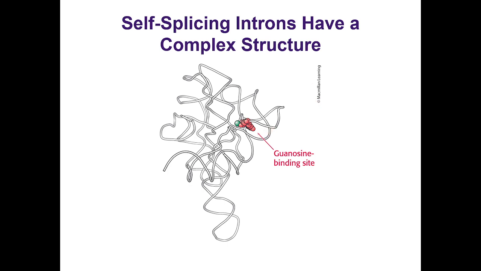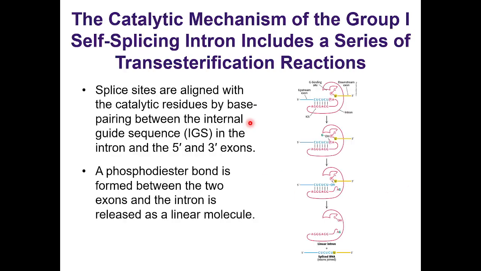Okay, so these are the self-splicing introns. These are going to have very complex structures. Here we have the guanine binding site right there. So the catalytic mechanism for your group 1 self-splicing intron is going to include a series of transesterification reactions. Your splicing sites are going to be aligned with the catalytic residues by base pairing between the internal guide sequence, IGS, in the intron, and the 5' and 3' exons.